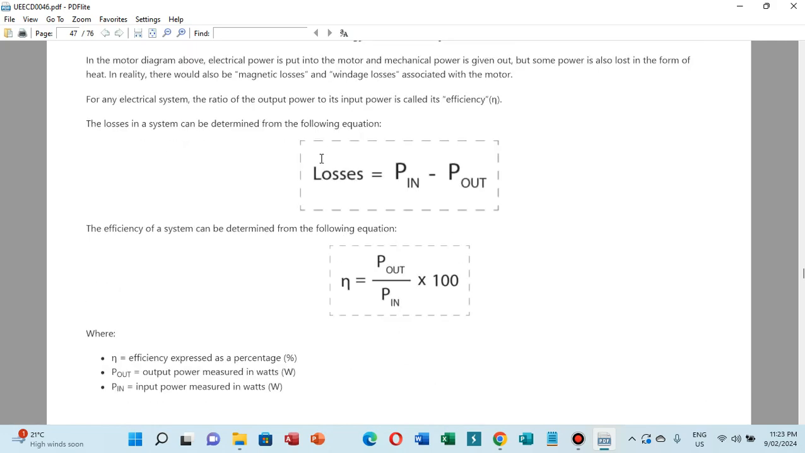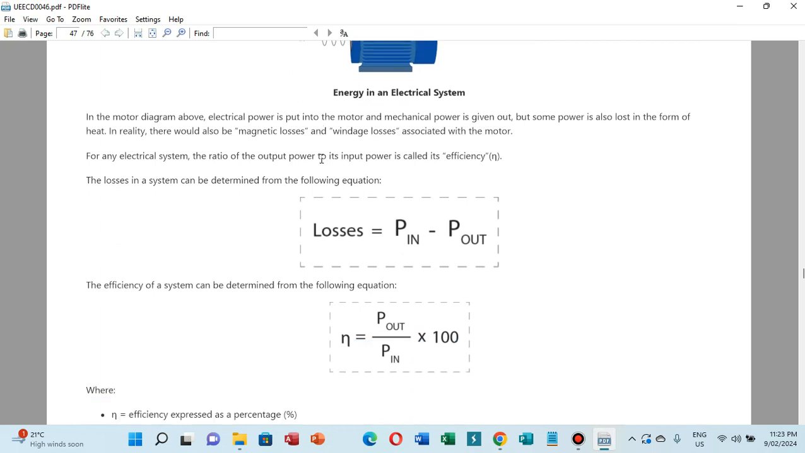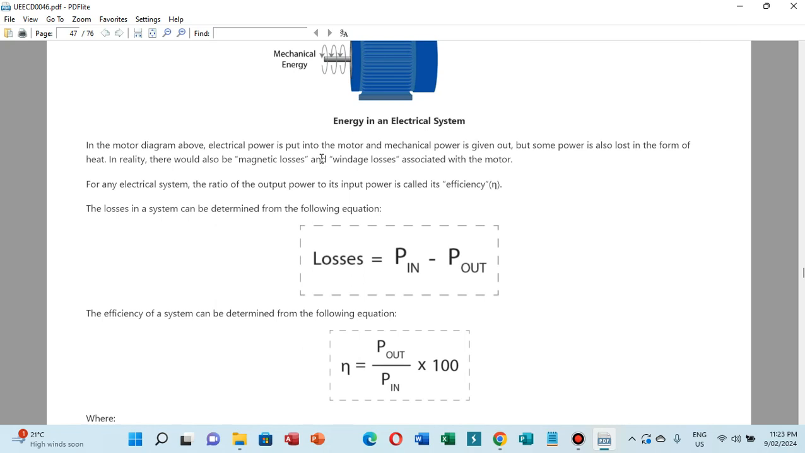In this case, we can also see the power losses. When the machine rotates, it can produce friction loss. Those losses can be calculated as input power minus output power. Similarly, we can also calculate the efficiency: output divided by input, multiplied by 100. This is the way we can calculate the losses and the efficiency of the electrical machine.